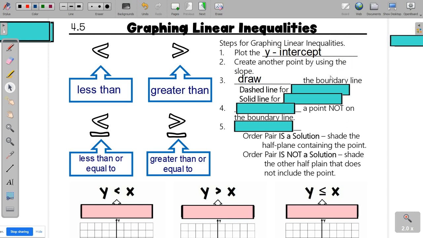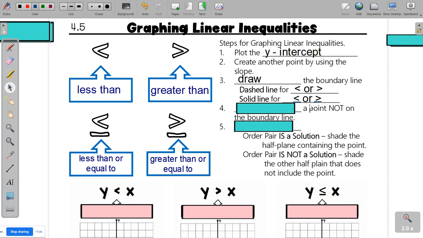So your boundary line is either going to be a dashed line or a solid line. It's a dashed line for less than or greater than. And it's a solid line if they're an equal to. So less than or equal to or greater than or equal to.